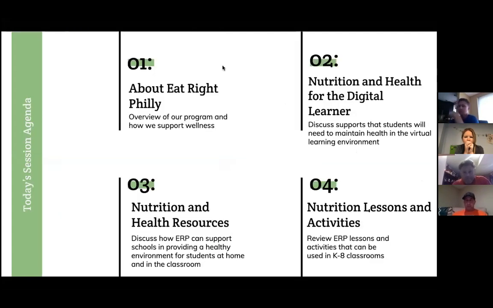Okay, and so our agenda for today, first we're going to talk very briefly about the Eat Right Philly program, just give a quick overview. I believe a lot of you are familiar with our program, but for those of you who aren't, we'll just go through quickly how we can support nutrition and wellness in the Philadelphia School District. Then we're going to talk about nutrition and health for the digital learner. So we'll discuss some supports that students may need during this virtual environment to maintain health and how we can support them in that. And then we'll talk about some nutrition and health resources. So we'll talk about how Eat Right Philly can support schools in providing a healthy environment to students at home and in the classroom. And then finally, we will take a look at our nutrition lessons and activities that have been updated and show you how they can be used in K-8 classrooms.